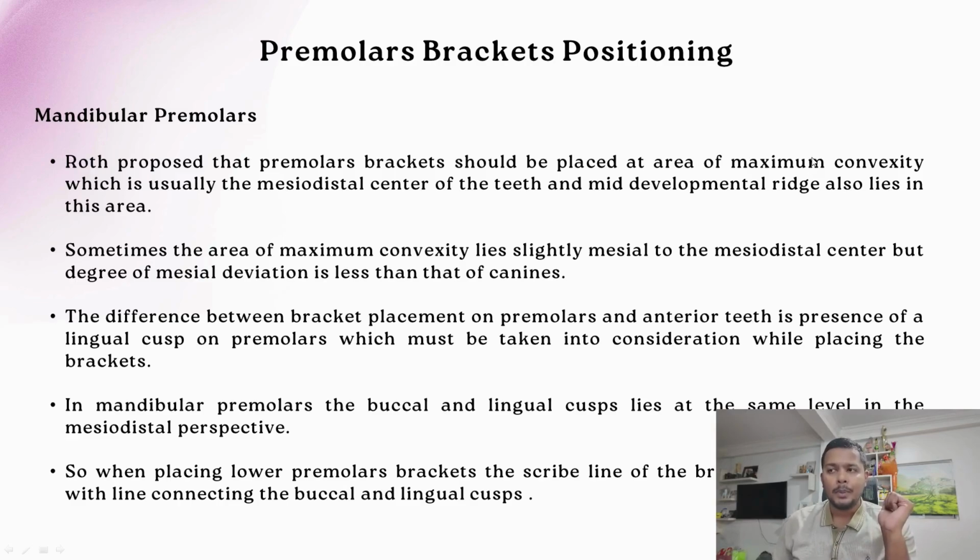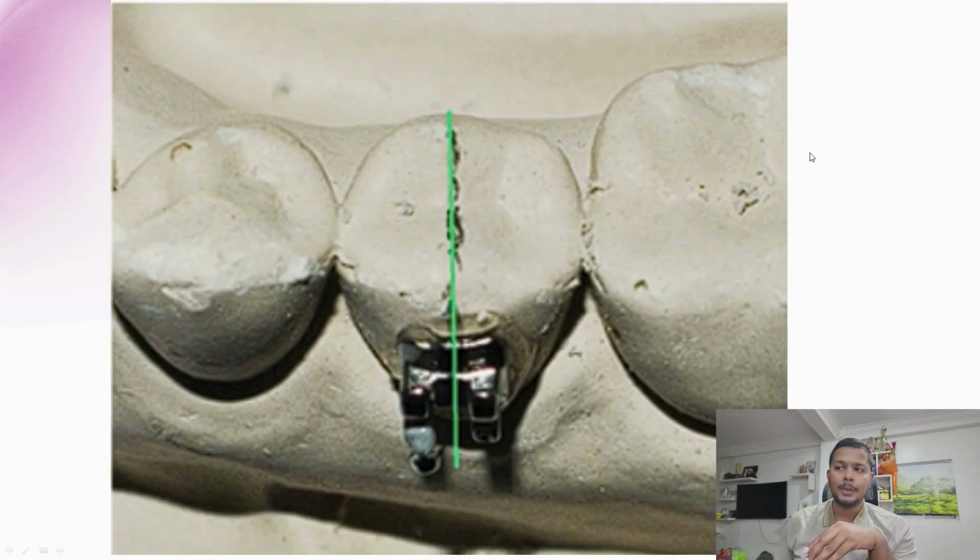In mandibular premolars, the buccal and lingual cusps lie at the same level in the mesiodistal perspective. If you are viewing the occlusal view, both the buccal and lingual cusps are on the same level on the tangent line. So when placing the lower premolar brackets, the scribe line of the bracket should coincide with the line connecting the buccal and lingual cusps. You can see this picture.